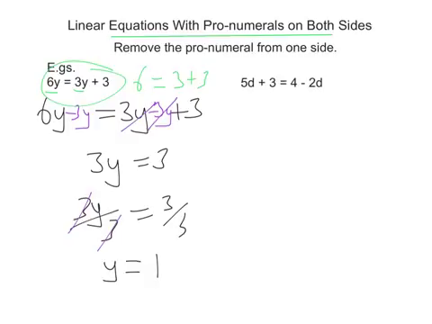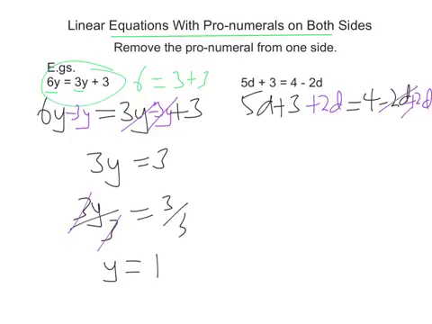For the next question, we're going to do a similar thing. 5d plus 3 equals 4 minus 2d. This time I'm going to add 2d to both sides. When I do that, the minus 2d and plus 2d on the right hand side equate to 0, leaving just 4. On the left hand side, the 5d and the 2d make 7d. There's still a plus 3, and so what we've got left is all the d's together on one side and some things to get rid of.